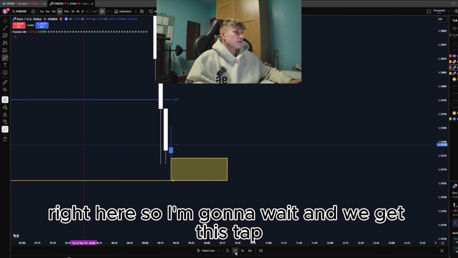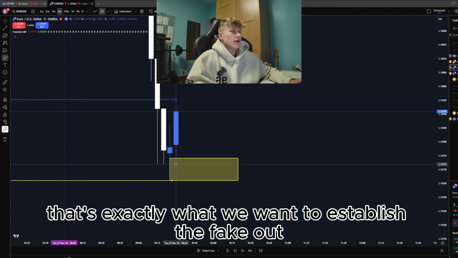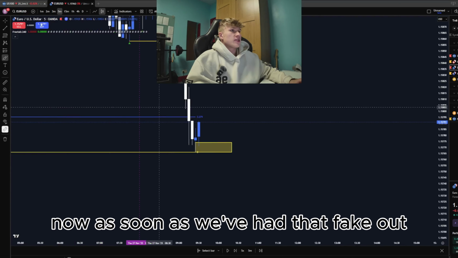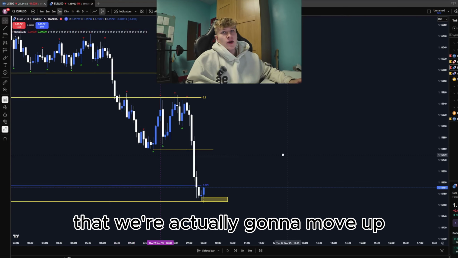So I'm going to wait, and we get this tap. This wick into the zone is completely fine. That's exactly what we want to establish the fake out. Now, as soon as we've had that fake out, we can move on to the next part of the model. The next part of the model is the confirmation that we're actually going to move up.